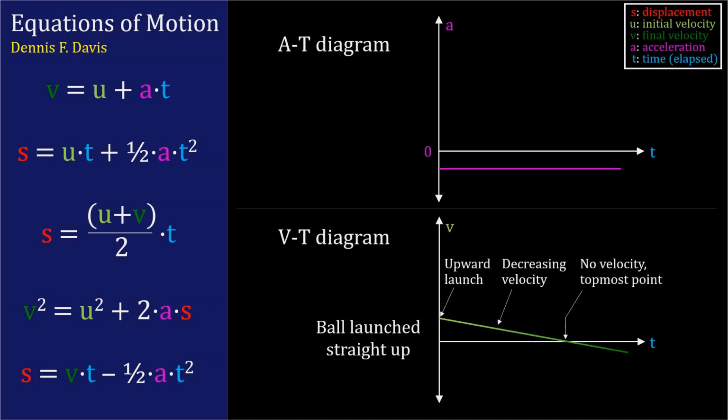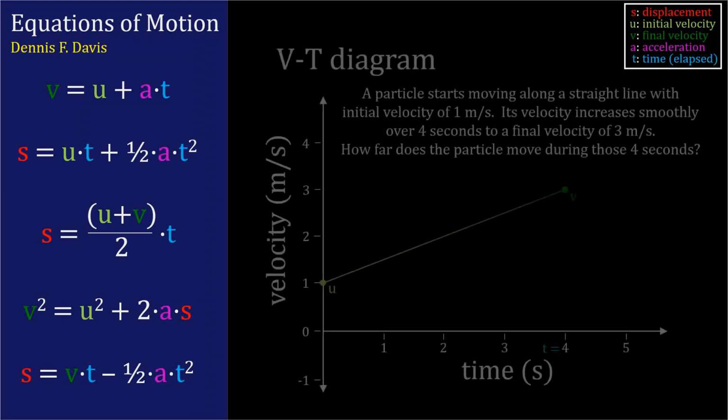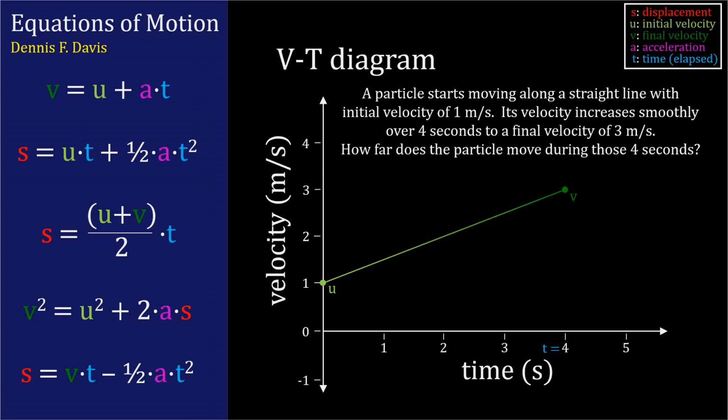At this point, its velocity is 0. It's at the top of its path, changes direction because the velocity changes from positive to negative, and it falls back towards the ground with increasing negative velocity. There's a lot of information on a VT diagram. Okay, that's the end of our important detour. Let's get back to our problem's VT diagram.